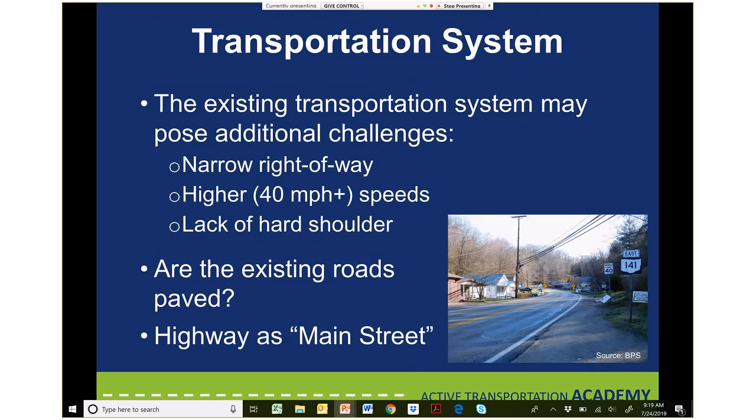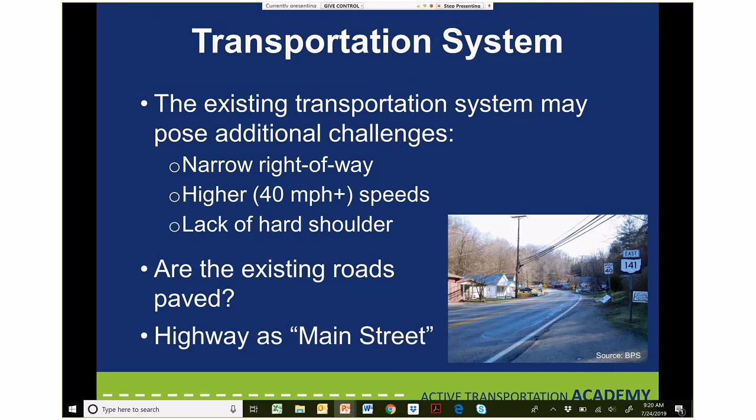We'll take a look at the transportation system. So there are some specific challenges that can come into play in rural communities. And this is not just expansive agricultural land that we're talking about. We're also talking about the small town centers that are located in rural communities. So oftentimes there's narrow right-of-way to work with. So how do we engineer sidewalks and multi-use paths and bike lanes and different types of active transportation infrastructure?